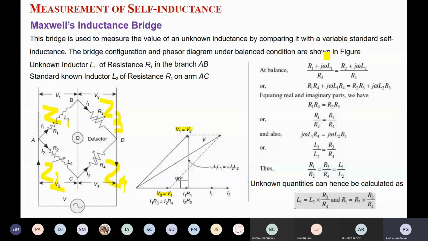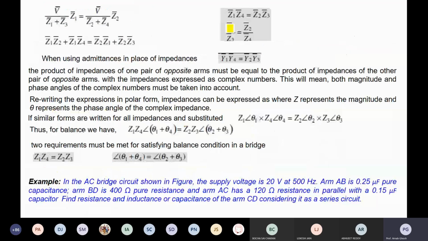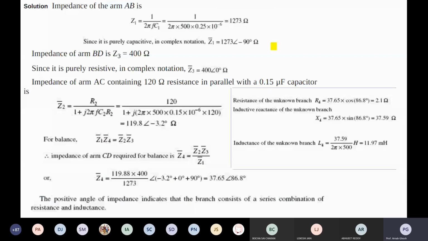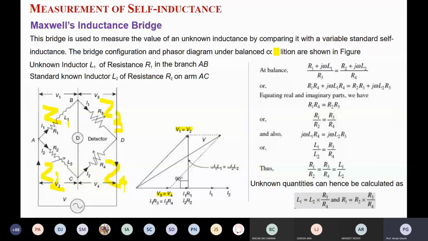Z1 Z4 equals Z2 Z3. First we compare the magnitude, then we discussed the angle. The first case was the Maxwell inductance bridge, to find out the self-inductance, where Z1 was your unknown. So the unknown inductor is your L1 and L2 is a standard value, a variable inductance having some standard value. So that was your Maxwell inductance bridge.